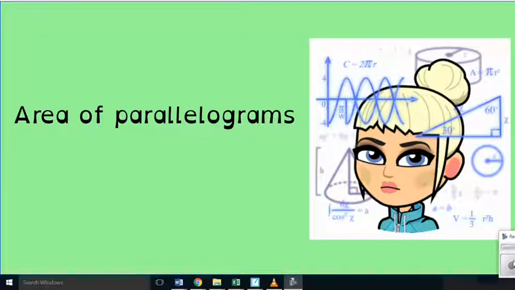Hi everyone, it's Miss Ryan again for your fourth lesson of the week. So far we've looked at perimeter, area of rectangles, area of triangles, and now we're looking at the area of parallelograms. Okay, so let's just get straight to it.